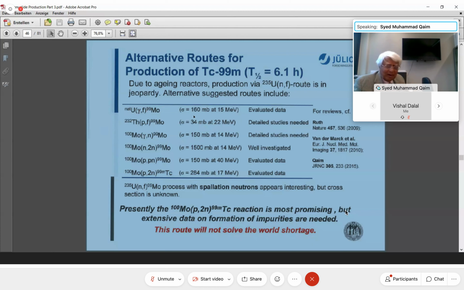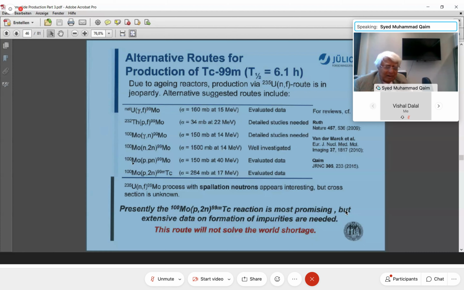Another proposal came that one can have the N2N reaction. You irradiate molybdenum-100 with neutrons. Where do you get these neutrons? They're fast neutrons. To make a neutron generator, not a reactor, a DT neutron generator, accelerating deuterons falling on a tritium target, gives you the N2N. The cross section is high, 300 millibarns at 14 MeV. The cross sections are well known, but there are other problems of making the columns.